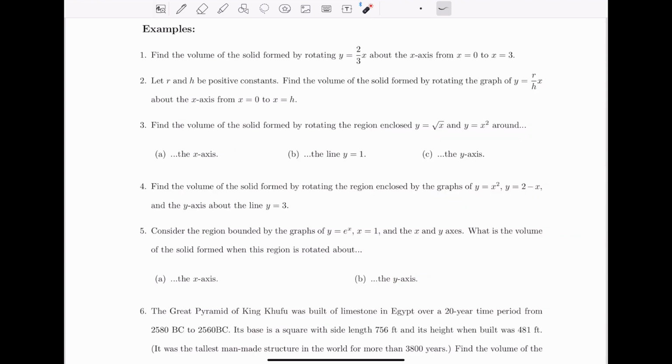Take a look at example 3. We want to find the volume of the solid formed by rotating the region enclosed by these two curves, and we're going to imagine rotating it around several different places, the x-axis, the line y equals 1, and then the y-axis. Let's take a look.